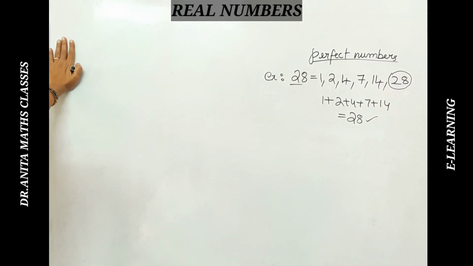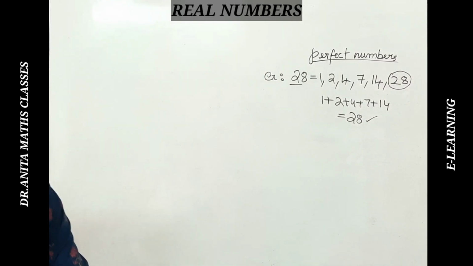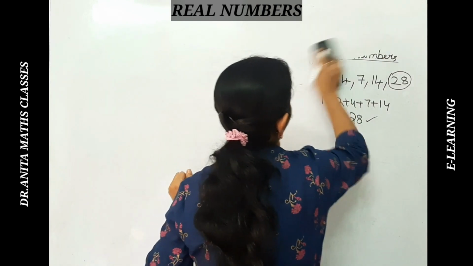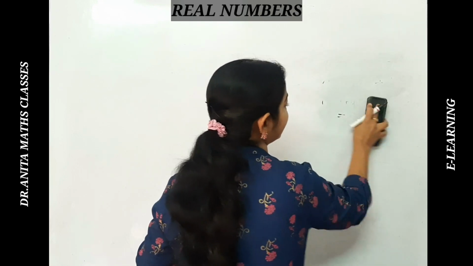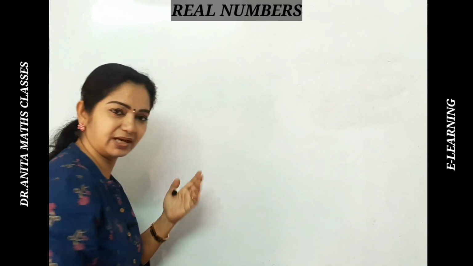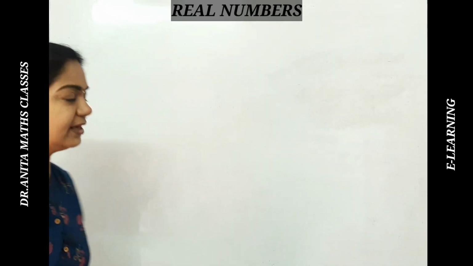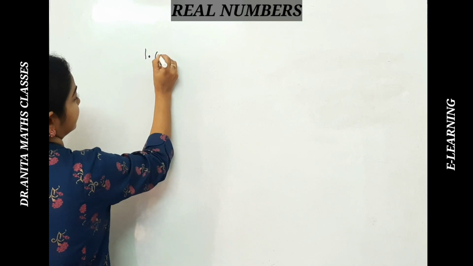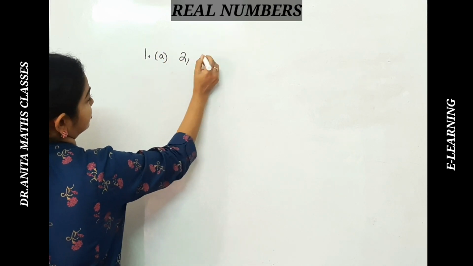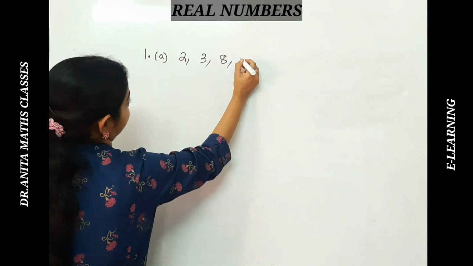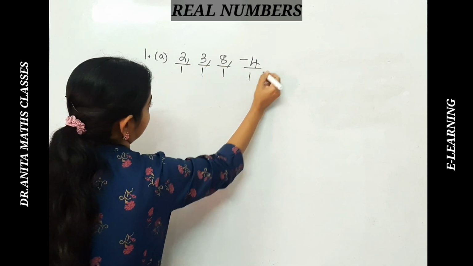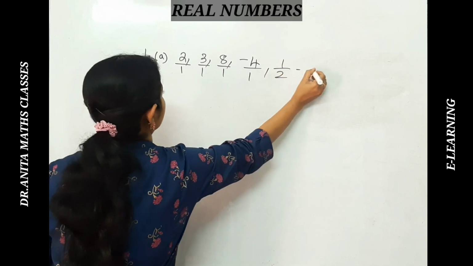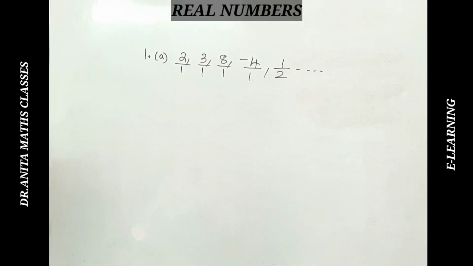Now, moving on to the exercise. Write any 3 rational numbers. Rational numbers are those which can be written in the form of p by q. We also know that all the integers are rational numbers because they can be written in the form of p by q. So you can take 2, 3, 8, -4, or half. All these are rational numbers.